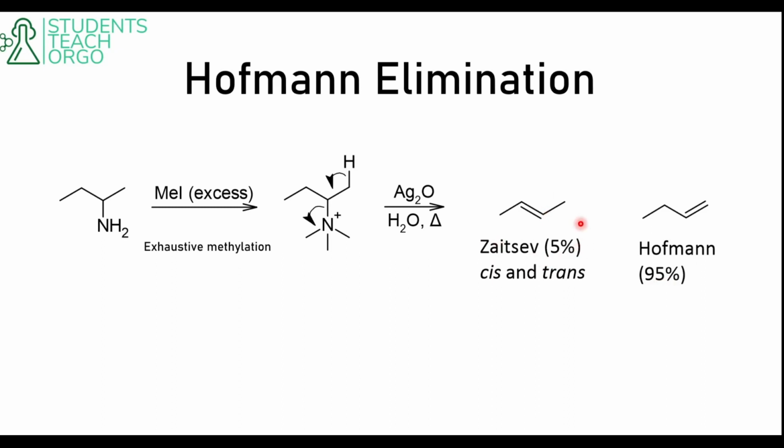And then we also get this Zaitsev product, where the double bond is between the carbon that formerly had the amine attached to it and the more substituted carbon. Excuse me. But this is a lot less preferred, and this one also exhibits cis-or-trans stereochemistry. So main takeaway here is the exhaustive methylation process or phenomenon, and then the selection of the Hofmann product over the Zaitsev product.